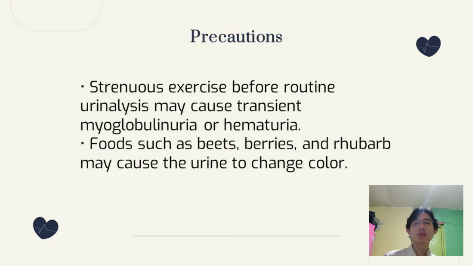And lastly is for the precautions. Strenuous exercise before routine urinalysis may cause transient myoglobinuria or hematuria. Foods such as beets, berries, and rhubarb may cause the urine to change color.